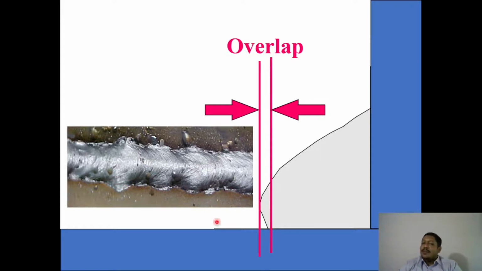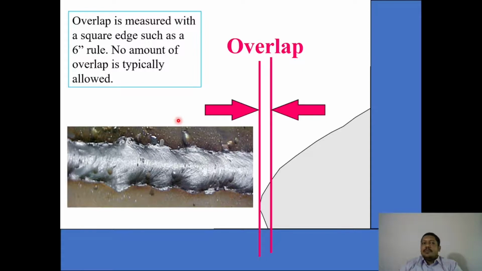Due to this overlap, now you can see here the weld angle, the angles told previously. The angle dimensions will not be met in this case, so that has to be taken care of.